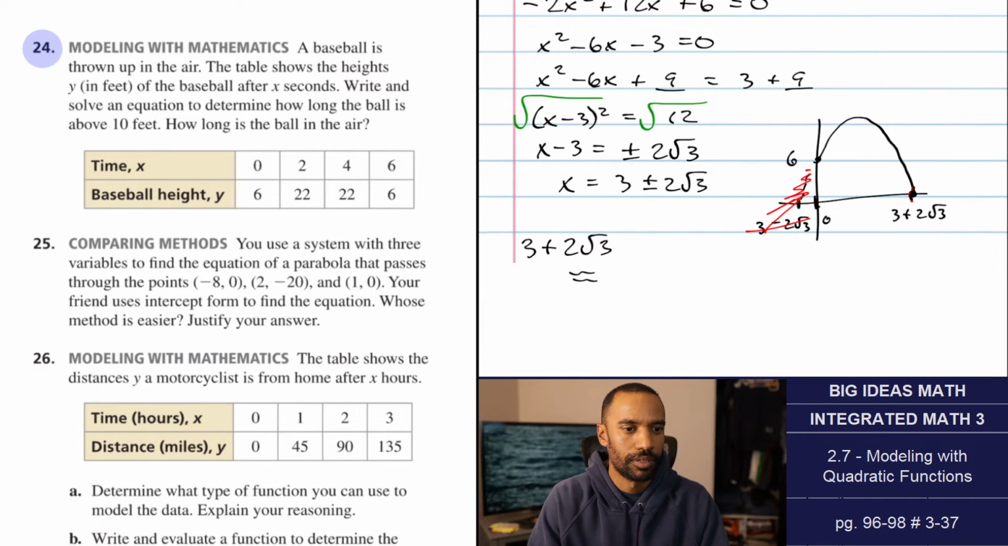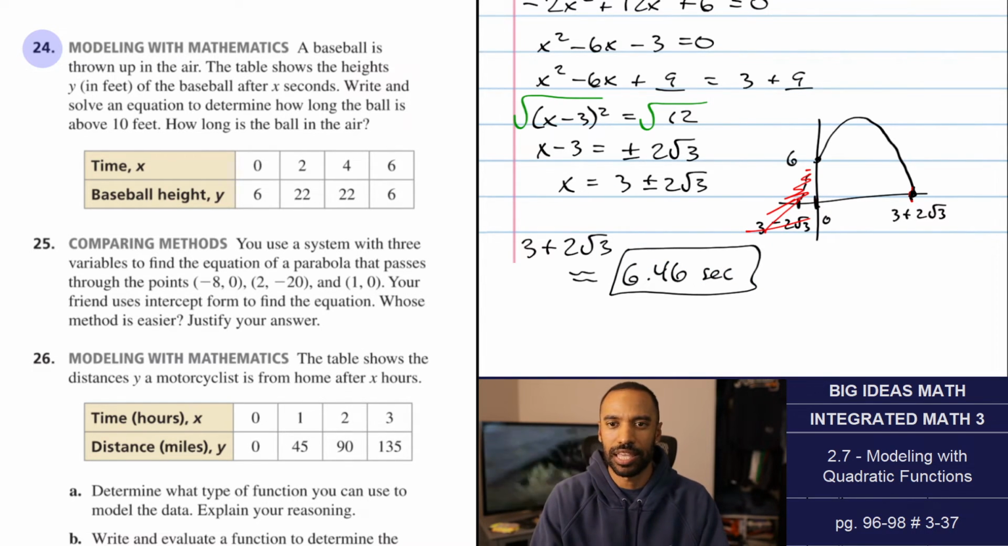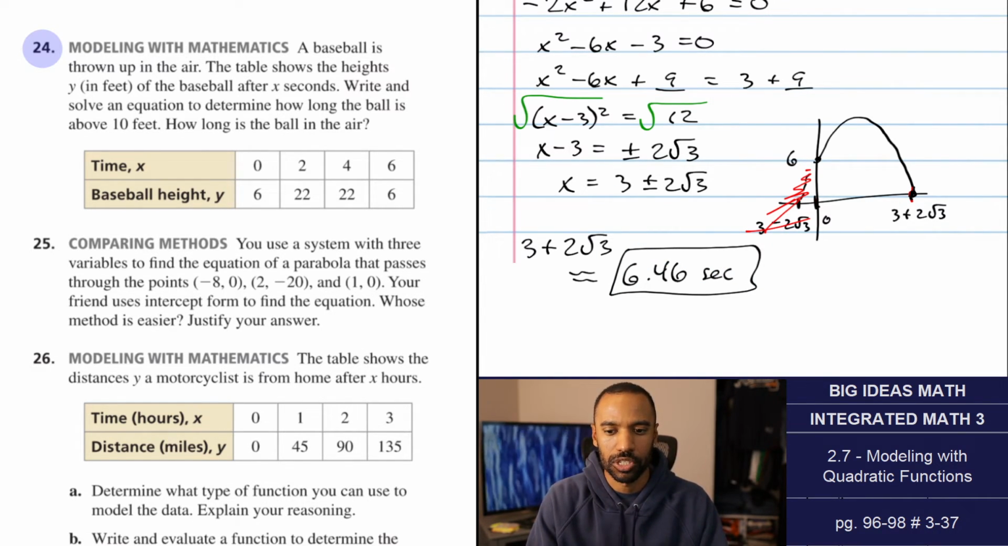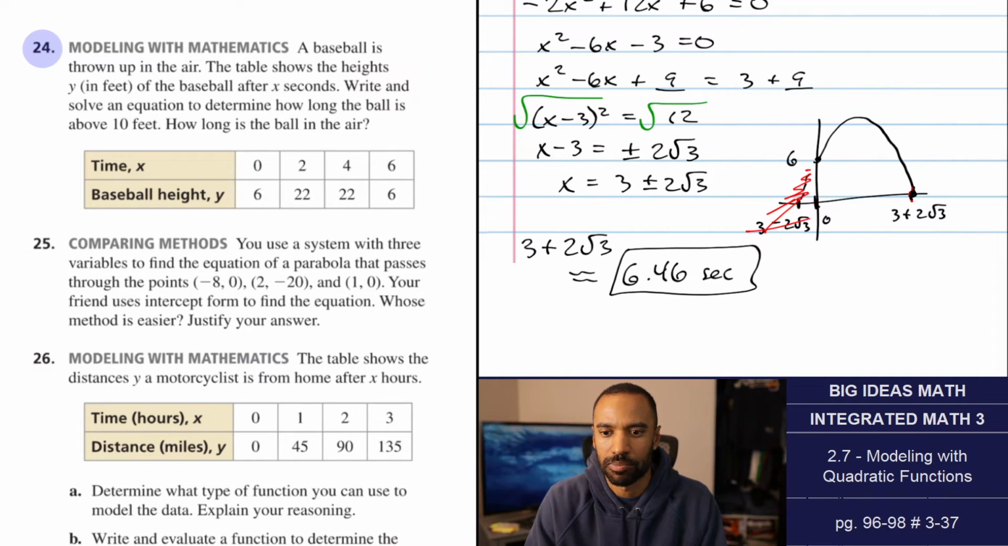3 plus 2 root 3 is, I don't know, let's see, 6.464, so around 6.46 seconds. Around 6.46 seconds in the air is the ball. That was a terribly stated sentence. But that's what we're doing with the ball for that question. Hopefully that's kind of making some sense there.